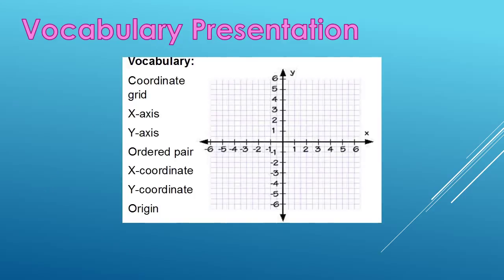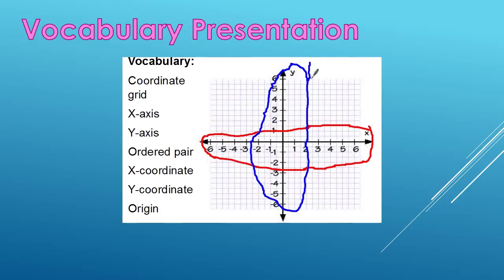Okay, in order to prepare you to begin to graph ordered pairs on a coordinate grid, you need to first understand what the vocabulary is. So first of all, this graph here is called a coordinate grid. On your coordinate grid, you're going to have your x-axis, which is here. And you're also going to have a y-axis, which is here.